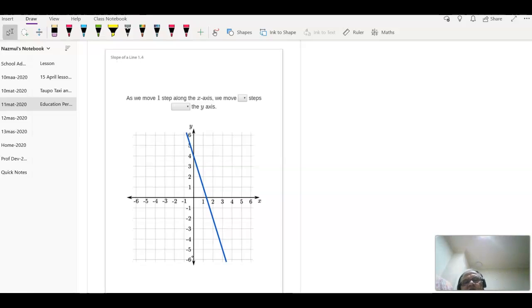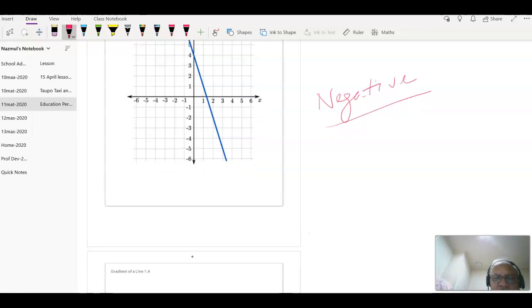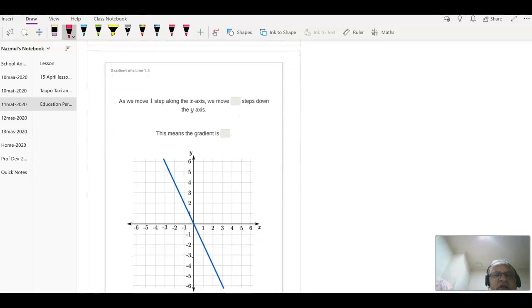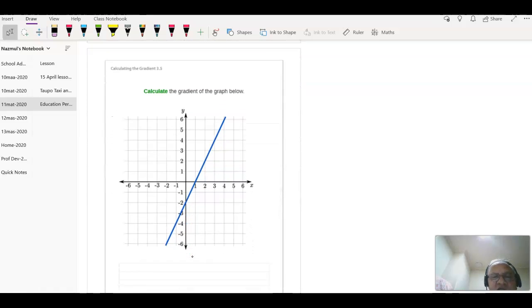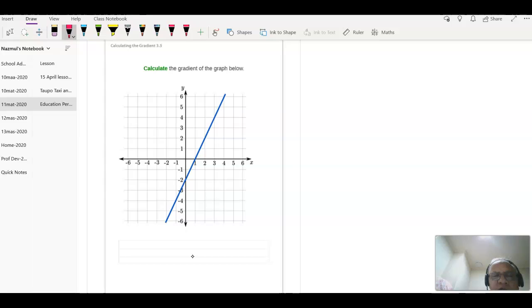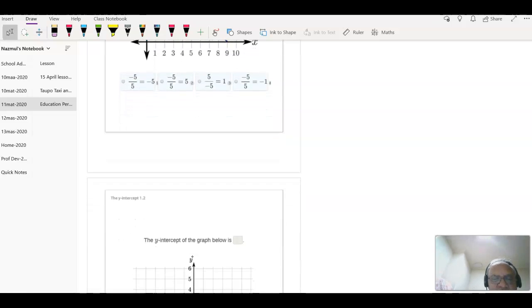As we move 1 step along the x-axis, we move that many steps. You should be able to answer those questions. This is a negative gradient. I'm going to skip it. I'm going to leave it for you to find out the gradient. As we move 1 step, once again the gradient is negative. Calculate the gradient of the graph. So what you need to do, you need to take 2 points. I'll take this one and maybe that one, which is pretty simple, and you should be able to work out the gradient. Same thing, you got to choose the right gradient.